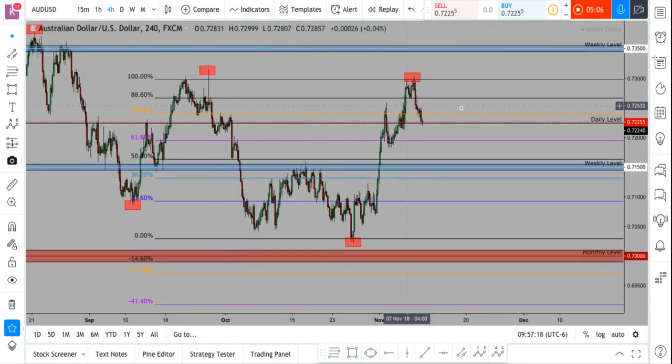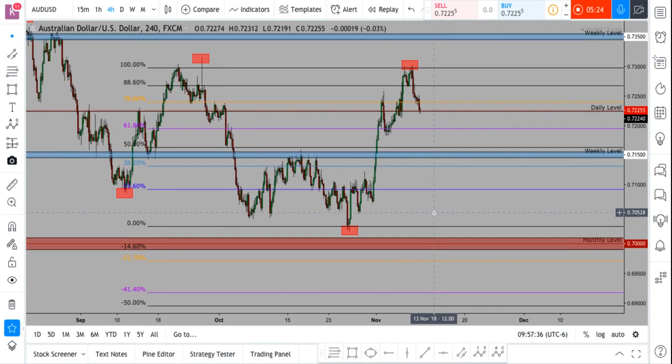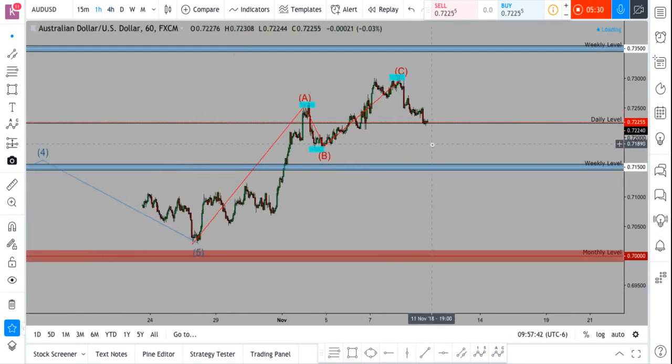We're getting a pullback into our 100% once again, right? And again, what happens when that happens is we usually get an extension from our 0 to 14.6, which would be very close. If we close beneath, it would be a lower low, and it is our monthly support level, which is very important to notice. Now, on the 1 hour, I think we're going to see this a little bit better.